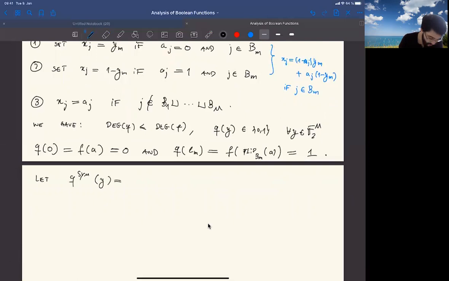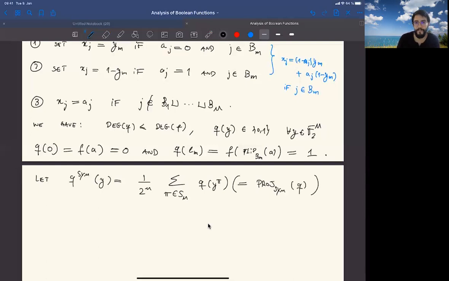So we have this. And then let's symmetrize this guy now. So you take all permutations and just permute the variables, and you have this. So this is the projection over the symmetric functions. So you can write this as the projection over the symmetric functions of Q. Okay, I symmetrized. So the symmetrization only depends on the sum of the variables, of course, because you can't permute them.